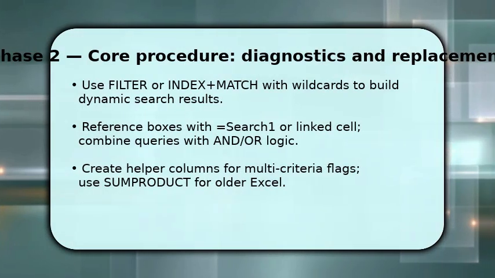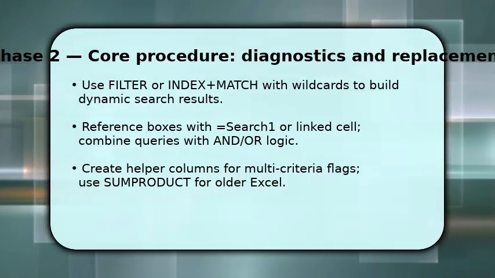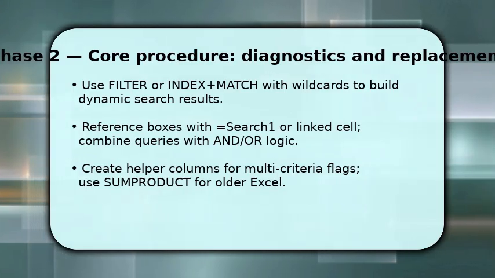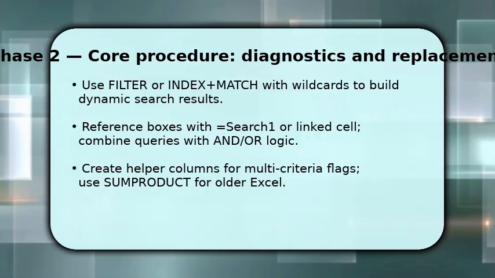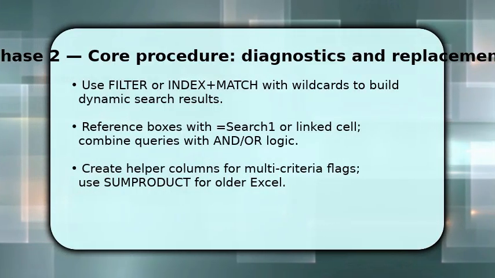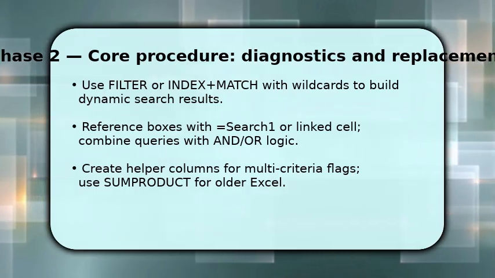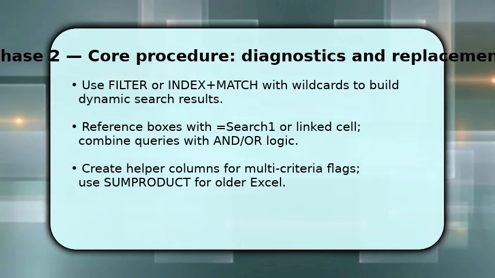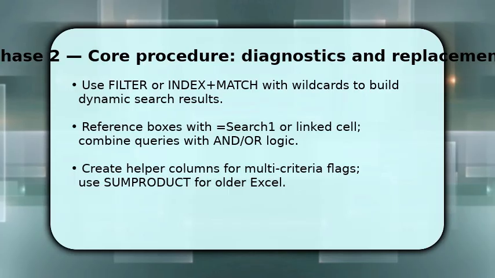Next, link those inputs to dynamic formulas so results update instantly. If you have Excel 365, use FILTER with criteria like table column equals Search 1 or search wildcards. Otherwise, combine INDEX plus MATCH or SUMPRODUCT across helper columns. Once done, reference the control either by its linked cell or direct name, and combine criteria using AND logic for all match or OR for any match scenarios. You do this to avoid heavy macros. Formulas keep recalculation native and transparent to users.